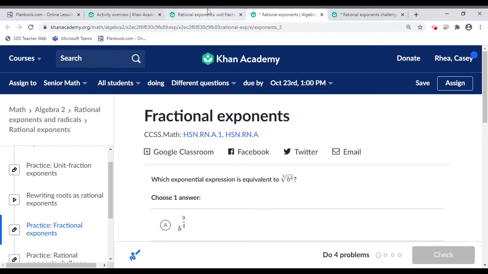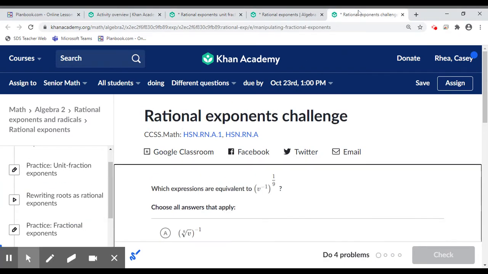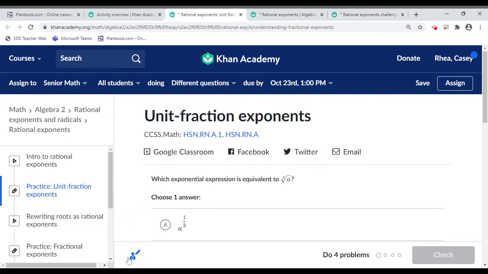All right, we're going to talk about exponents. So the first one is fractional exponents. All right, and we're also going to talk about unit fraction exponents. So kind of a couple things. We're going to finish it up with rational exponents and the challenge. All right, so here we go.